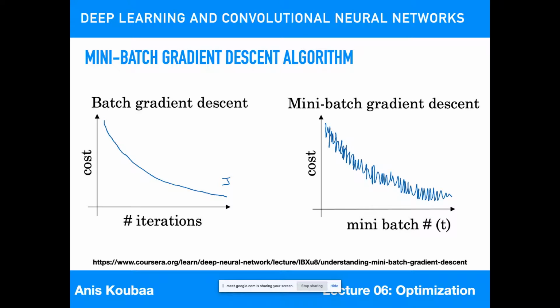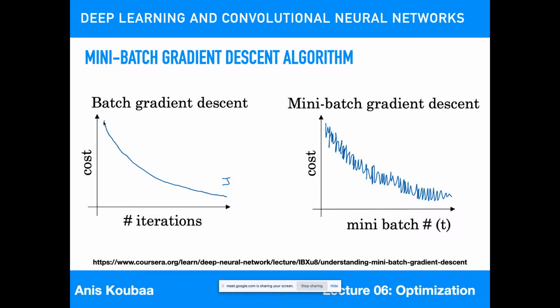Okay, now what's the difference between the mini batch gradient descent and the batch gradient descent? Of course, every technique has its own advantages and drawbacks. The good thing in batch gradient descent is that it is more consistent. I mean, the decrease of the cost as a function of the number of iterations is consistent.